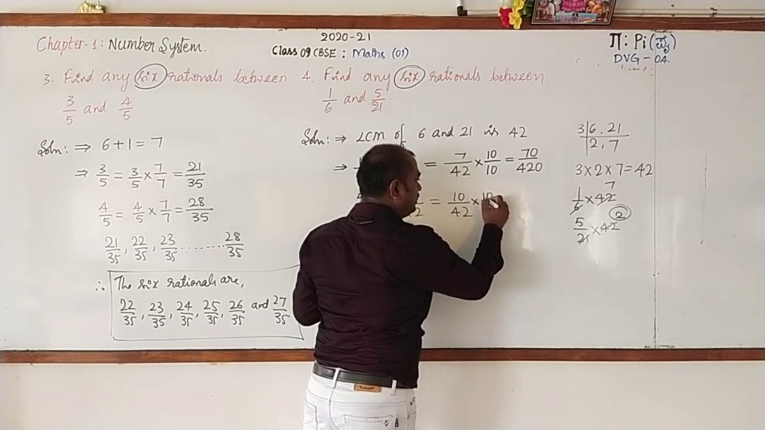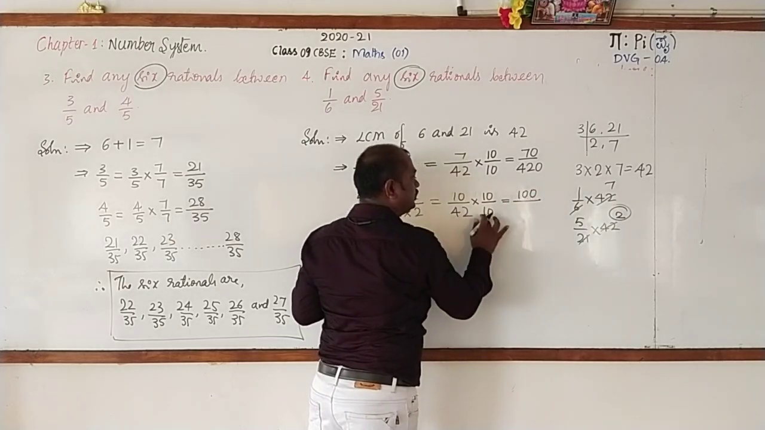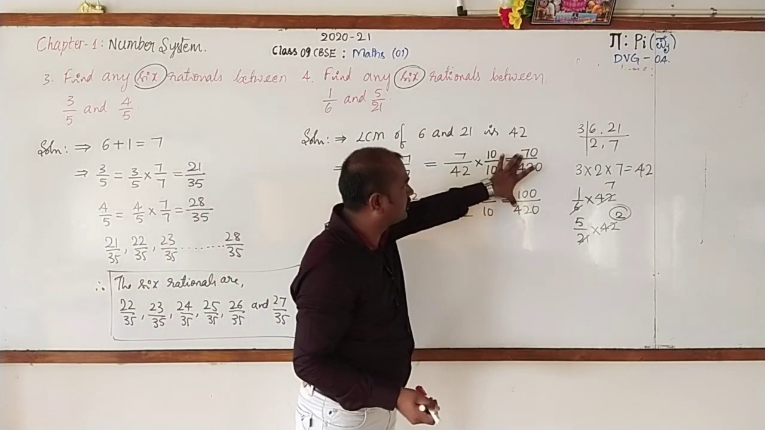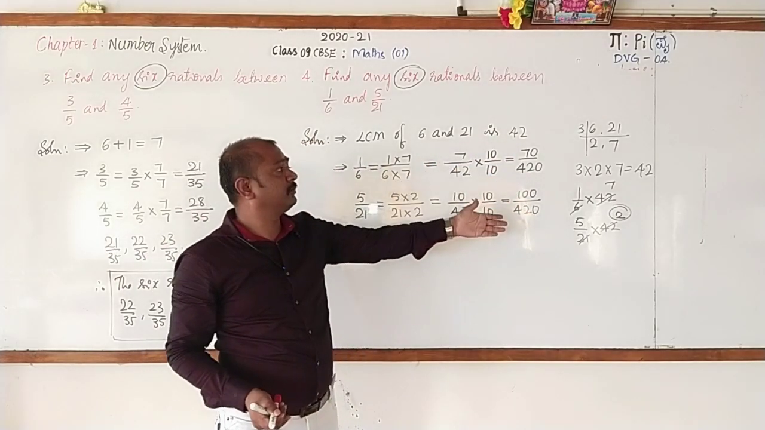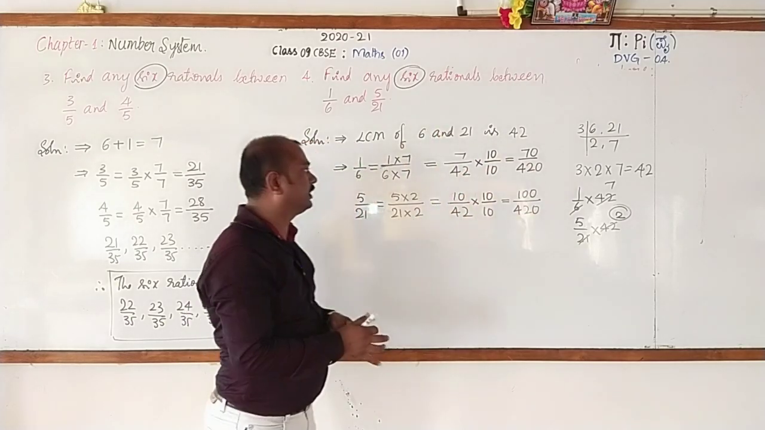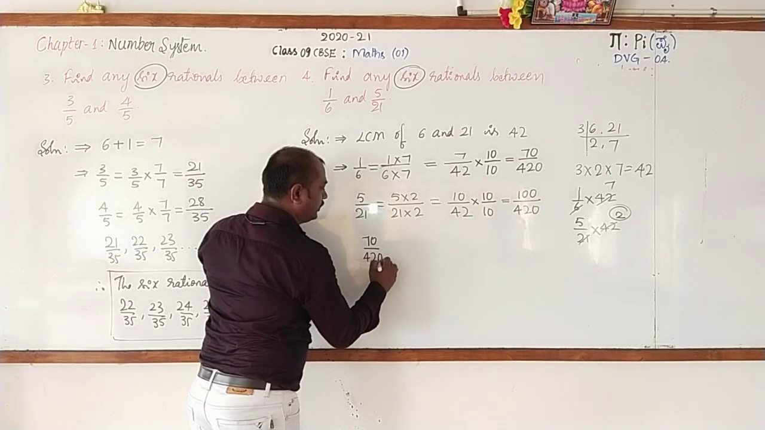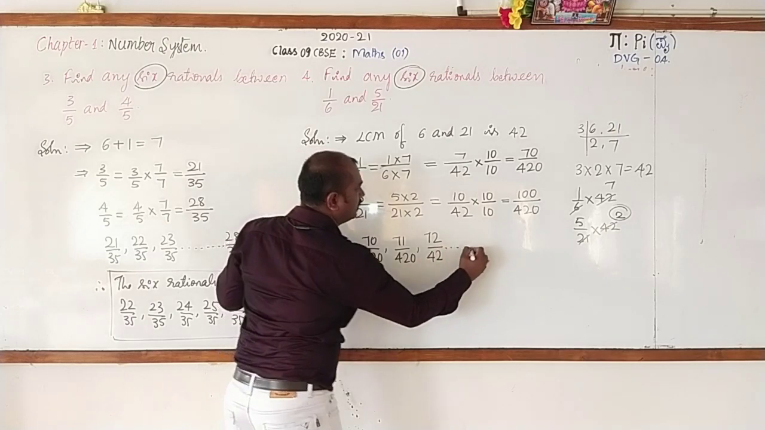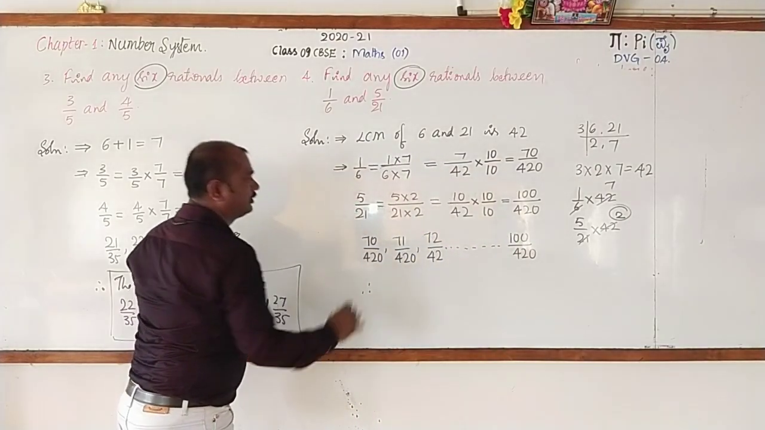Similarly, here also multiply 10 to the numerator and denominator. 10 tens are 100, then 42 tens are 420. Now observe, these two rationals are equivalent to these two. Between them, how many are there? 71 by 420, 72 by 420, like that. Many are there, but we want only 6. Here I am: 70 by 420, 71 by 420, 72 by 420, and so on, 100 by 420.